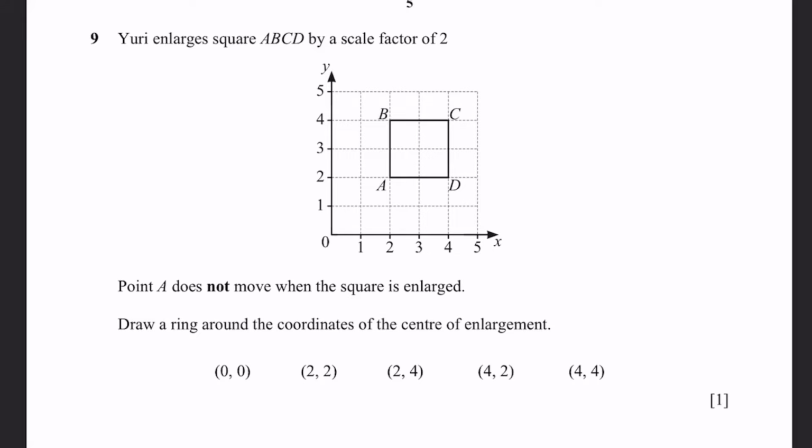Question 9. You enlarge a square ABCD by a scale factor of 2. Point A does not move when the square is enlarged. Draw a ring around the coordinates of the center of enlargement. If point A doesn't move, that means even though it's enlarged, it'll stay at the same place. And that of course means that point A is the center of enlargement, that's 2, 2.